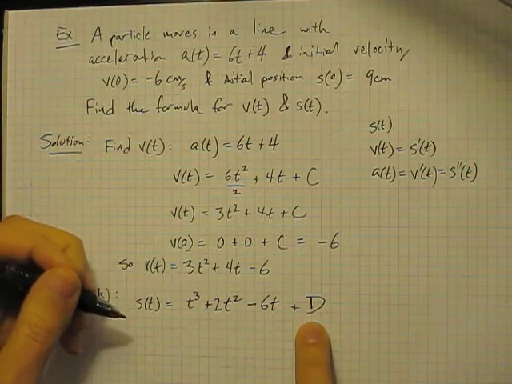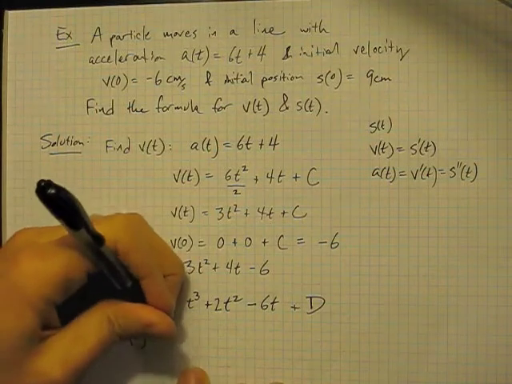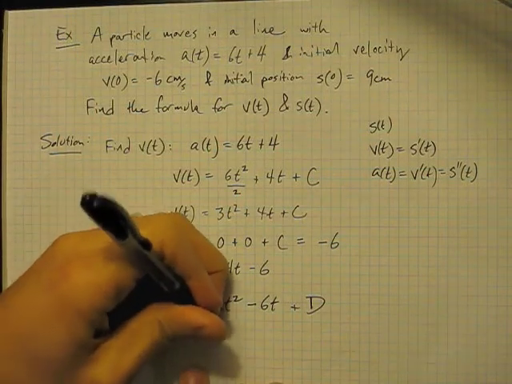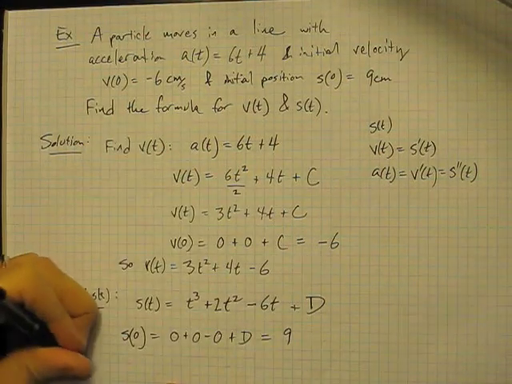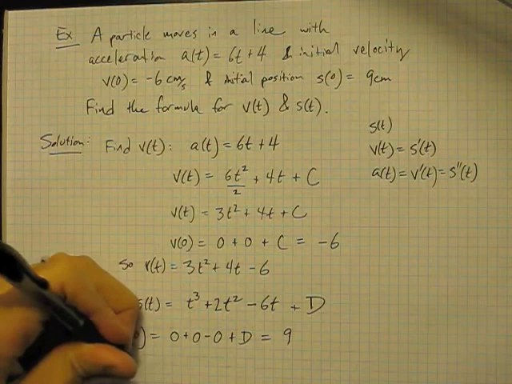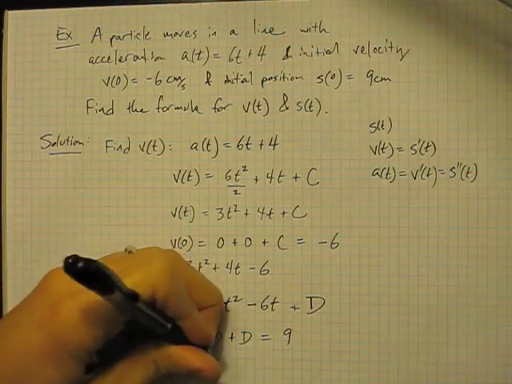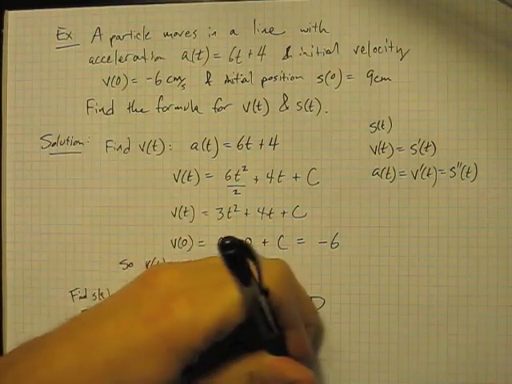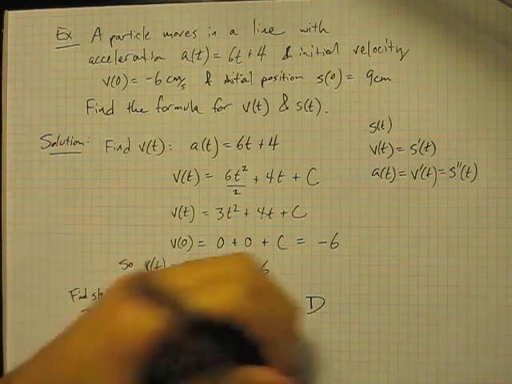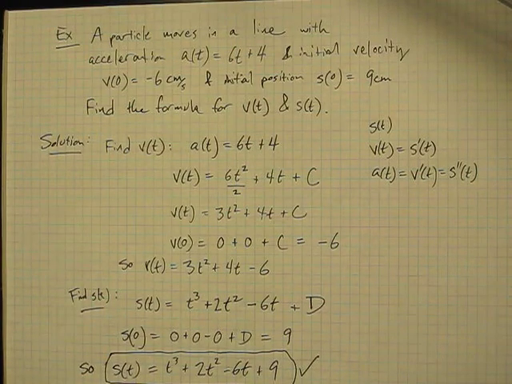So this is our general form of the antiderivative of s, but we know that when we plug in 0, we get 0 plus 0 minus 0 plus d, and we know that this is supposed to be 9. So therefore, s of t is equal to t cubed plus 2t squared minus 6t plus 9. And this is the solution to this. All right, that's all that we're going to do in this chapter on antiderivatives. We'll discuss these problems in class.